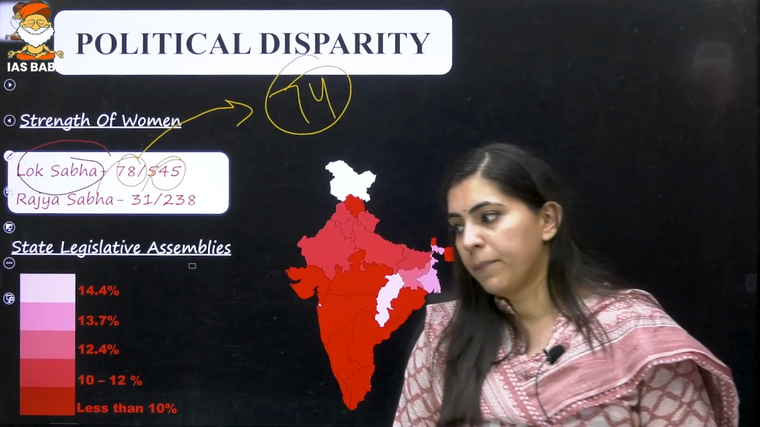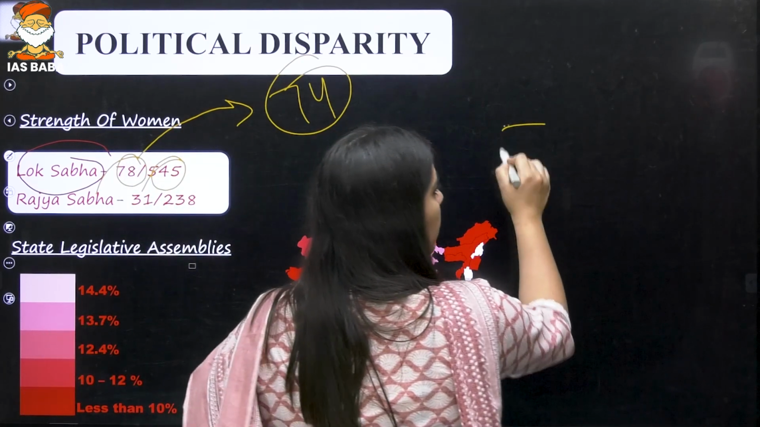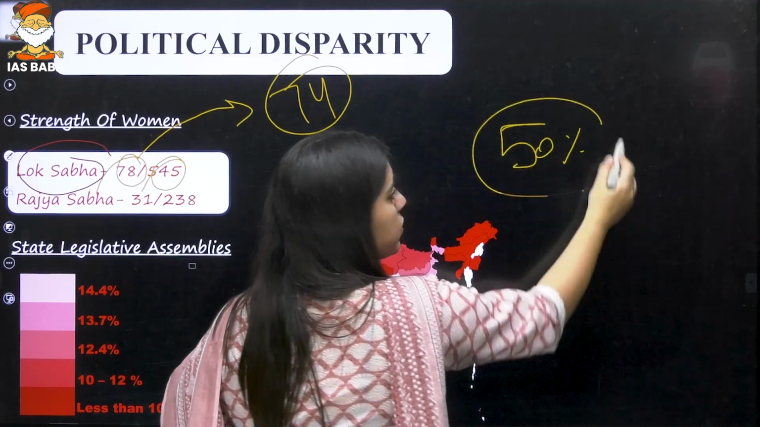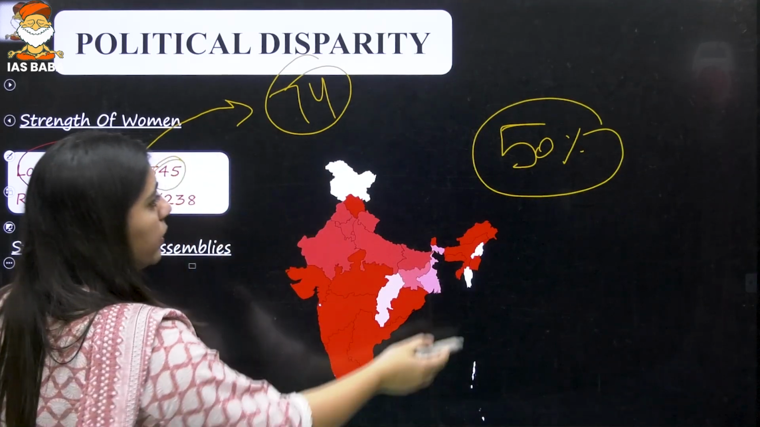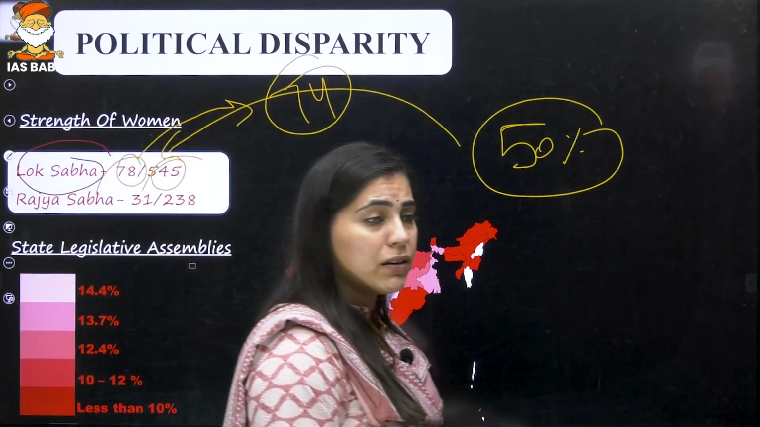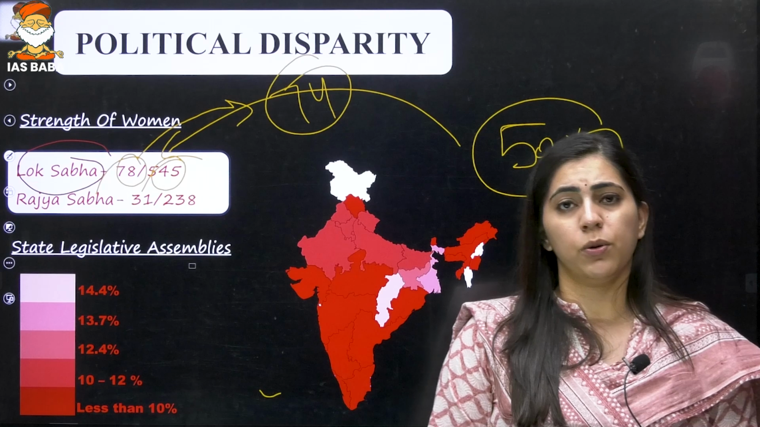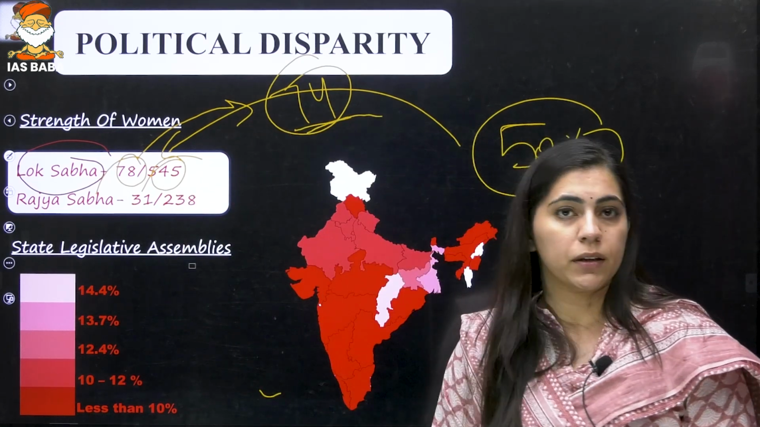Women in India account for almost 50% of the population. But their representation in politics is almost 13 or 14%. Even in the recently held Lok Sabha elections, there were only 74 women parliamentarians.